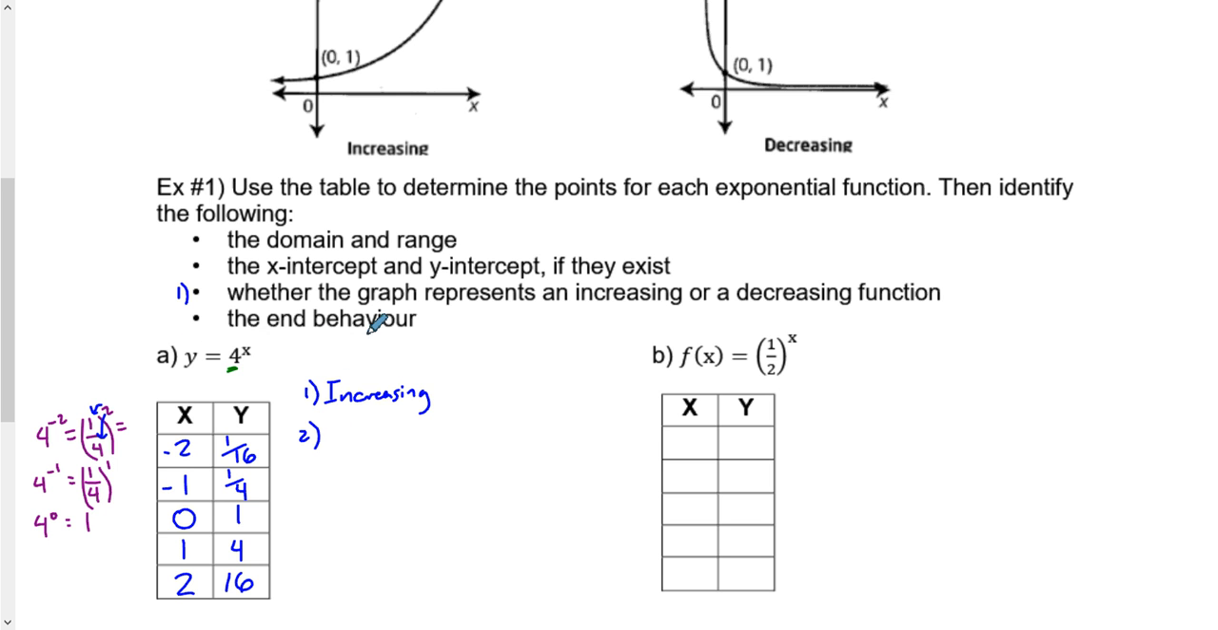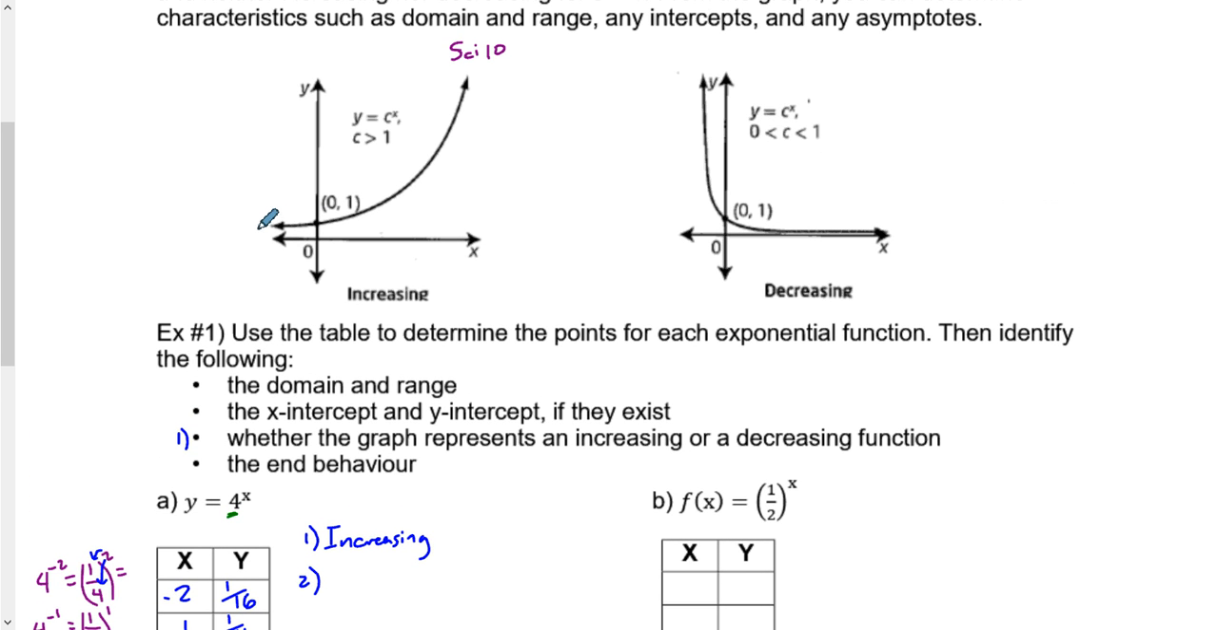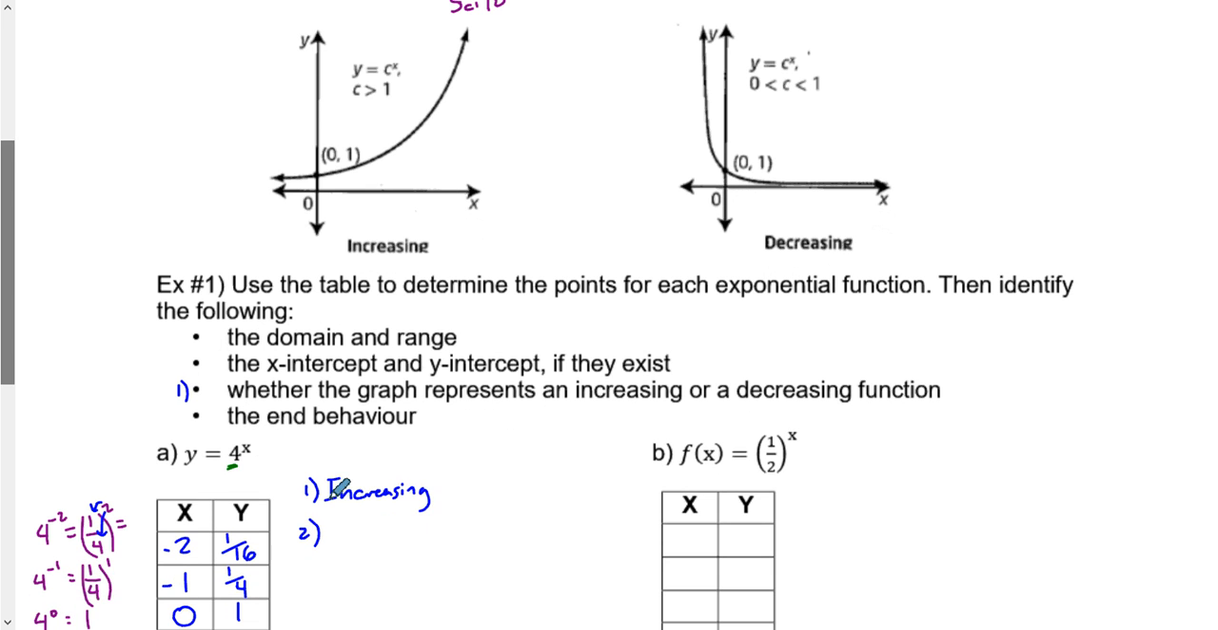Because it's an increasing graph, we can see from here all of our increasing exponentials are going to look like this, which means it's actually going from quadrant 2 to quadrant 1. So that'll be the second thing that we'll talk about. Then let's talk about x and y-intercept, and then we'll do domain and range.